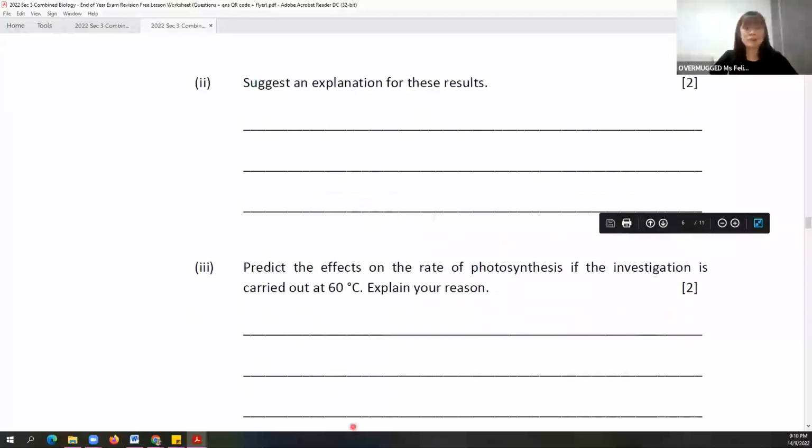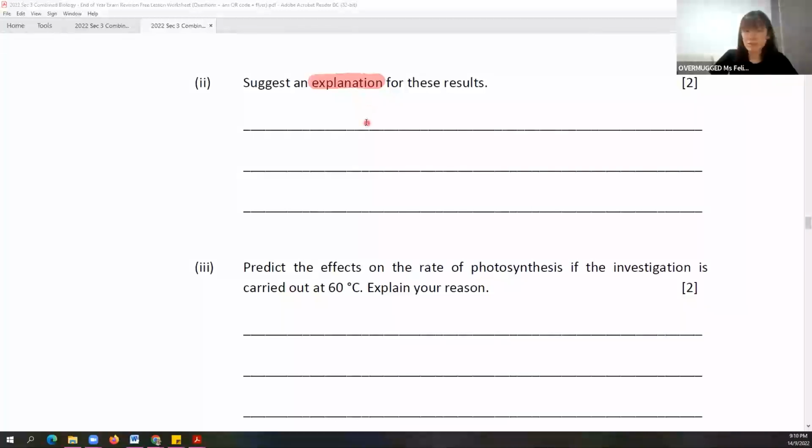Okay, so for part 2, suggest an explanation for this result. Can you flip through the notes? Do you think the answer is in the notes? Can we copy and paste from the notes, or do we have to come up with the answer on our own? I give you a hint. First, they say explain. Whenever you see explain, the first thing you think of is checking the notes first, because explain is likely to be from the notes.